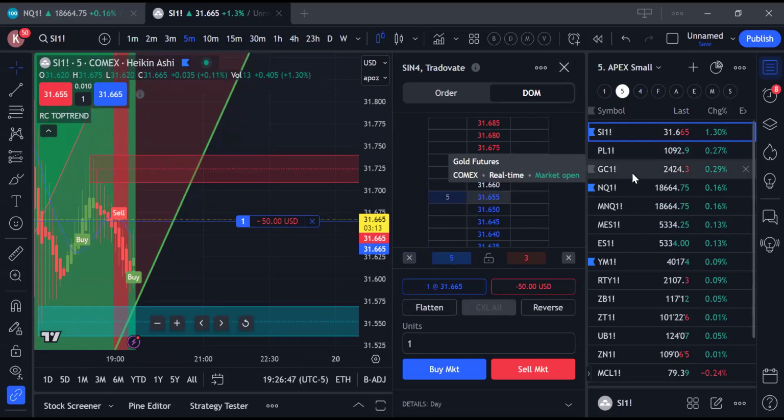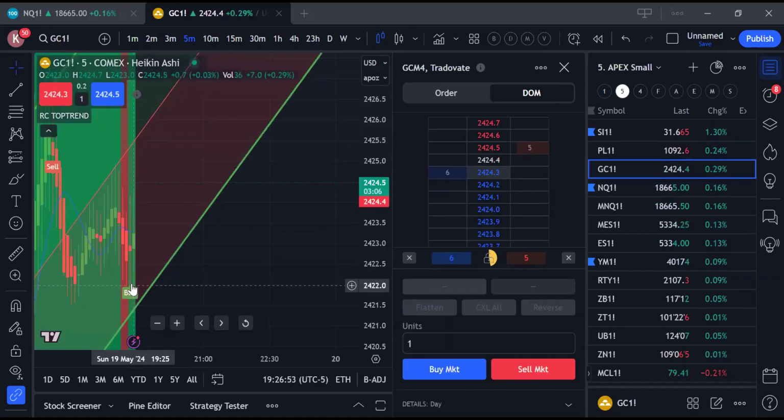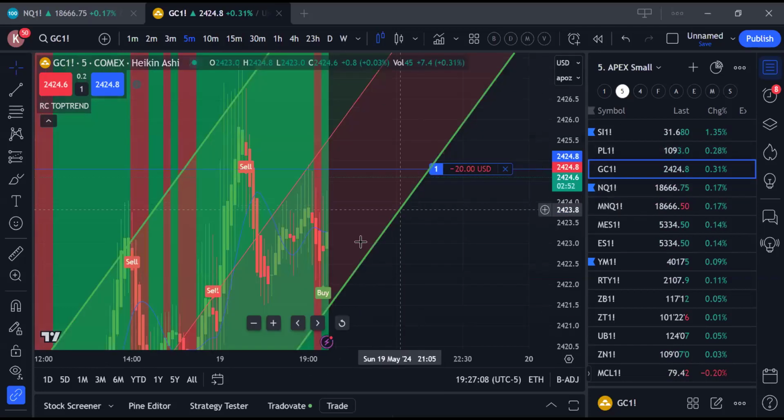Now same thing. Let us go to GC and watch it. Gold also, we got a buy. The background is also green. The candle also is green. So I can go and enter. Right, I entered long on gold. I entered long on silver.